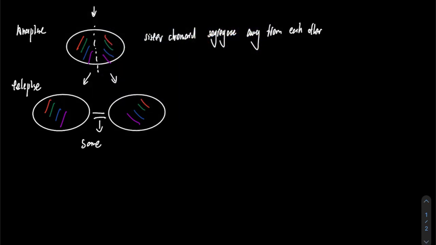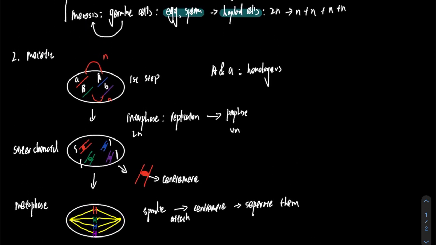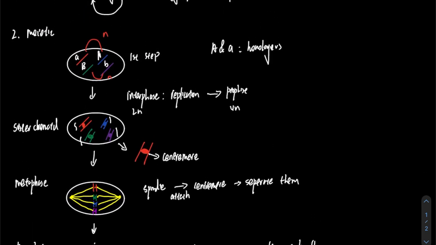And each cell, just like what I talked about before, 2n becomes 2n and 2n. They are identical. So that's how the mitosis process works and how mitosis makes one cell become two identical cells.